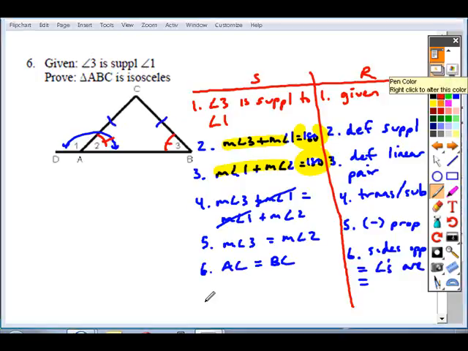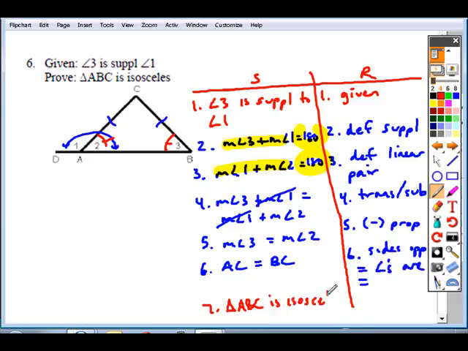Okay, so now we know that these two sides are equal. And so the final step, even though we now see that it's an isosceles triangle, you have to specifically end with that statement, ABC is isosceles. And the justification is by definition of isosceles. Okay, so as simple as that is, and you could explain it really easily in words, it took 7 steps in order to demonstrate that in a formal proof.